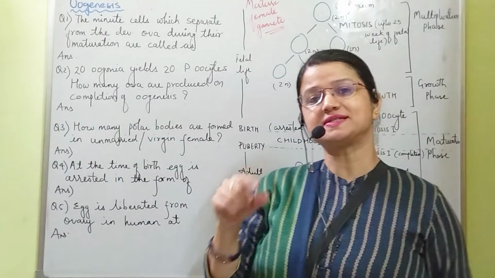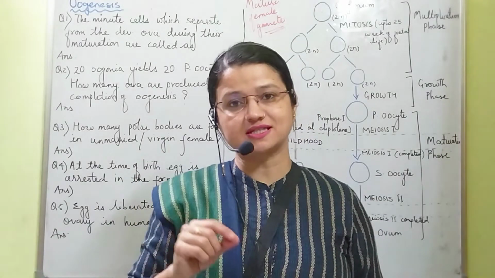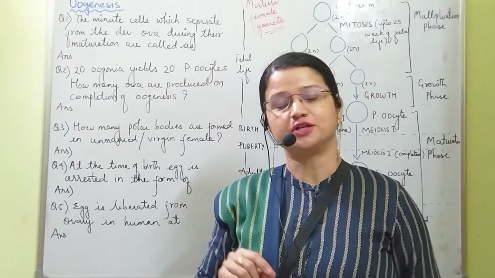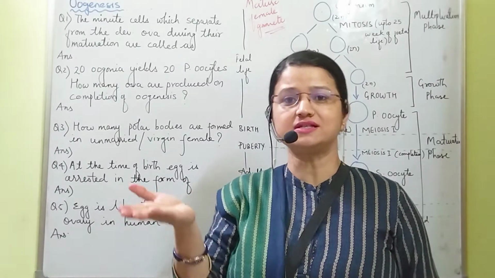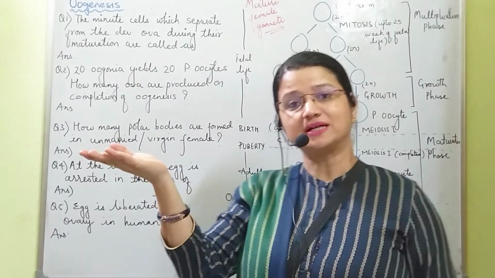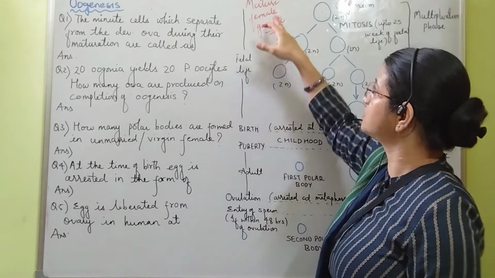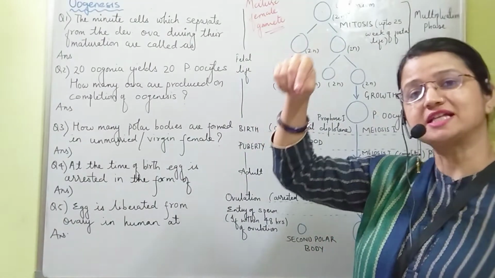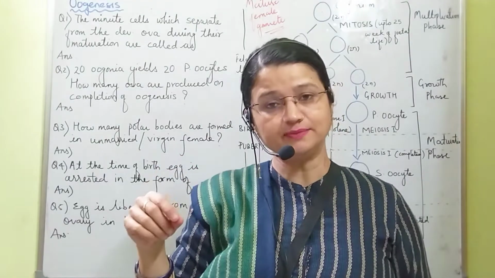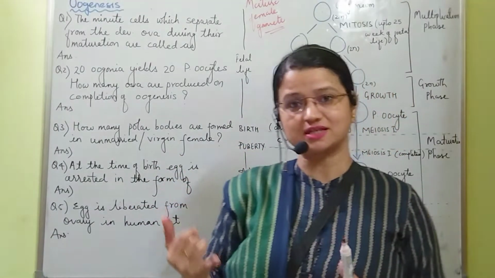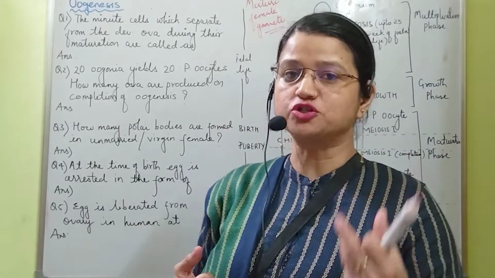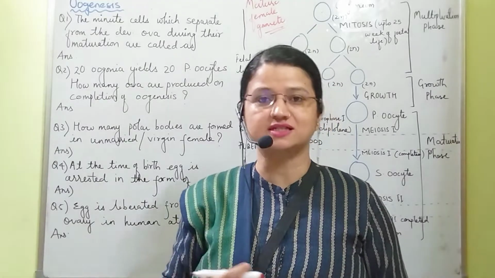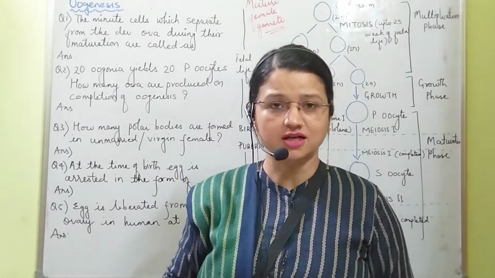Now this process is initiated during the fetal stage. In the case of spermatogenesis, we saw that it is initiated at the time of puberty due to the increased GnRH level. But in the case of oogenesis, it is initiated at the fetal stage, and it takes place in the fetal ovary. Clear? So first of all, what is oogenesis? The process of formation of mature female gamete is called oogenesis. It is initiated during the fetal stage and it takes place in the fetal ovary.